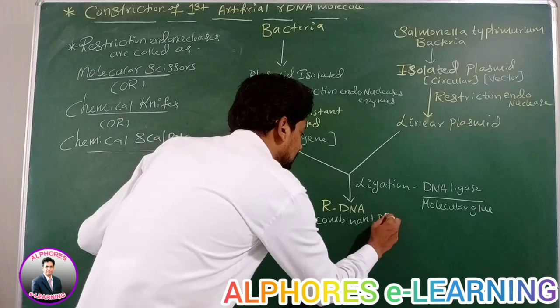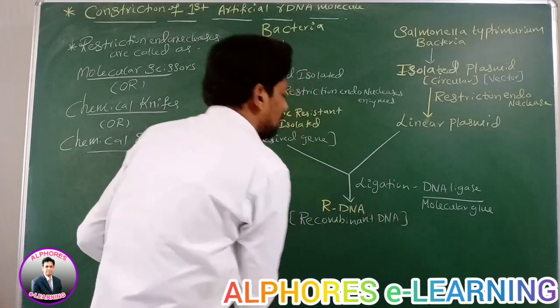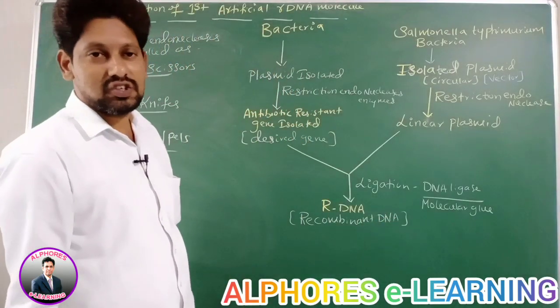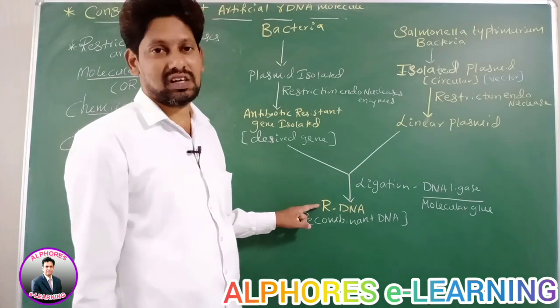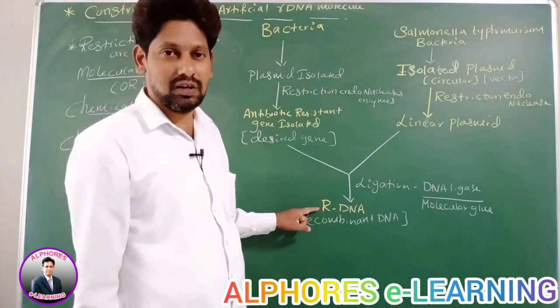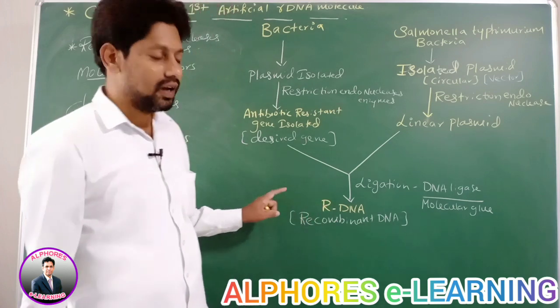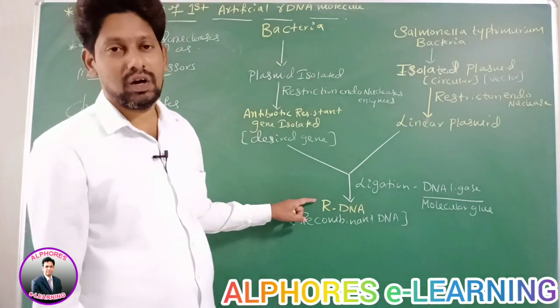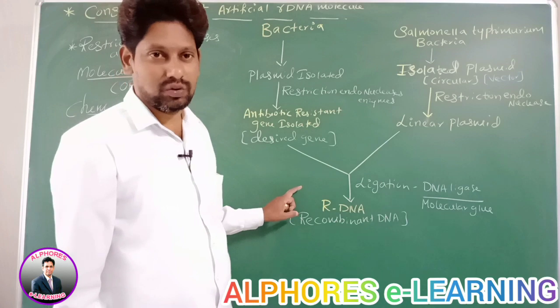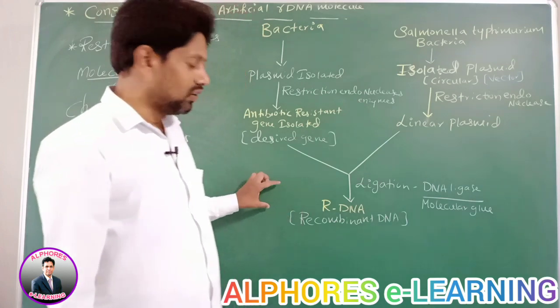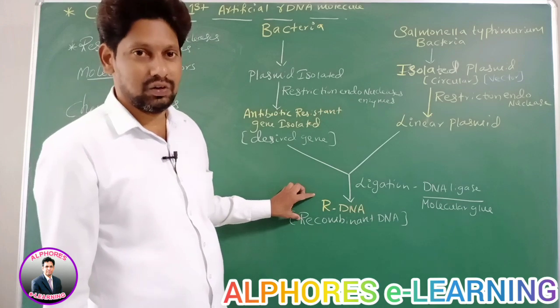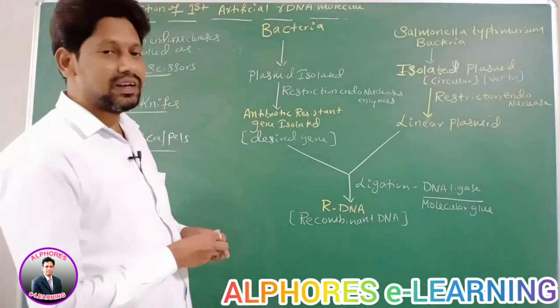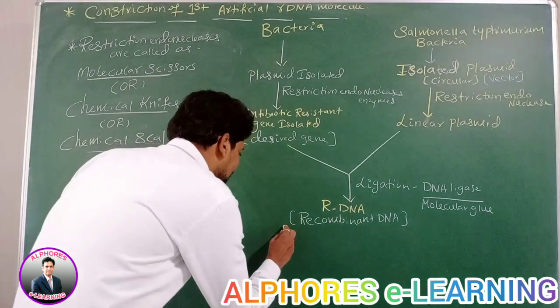What is it, sir? Recombinant DNA. This is the first artificially constructed rDNA molecule, made by whom? By Cohen and Boyer. Is this statement okay? Clear, right? Therefore, this is which molecule? Recombinant DNA molecule. Now you tell me, what does a recombinant DNA molecule contain?